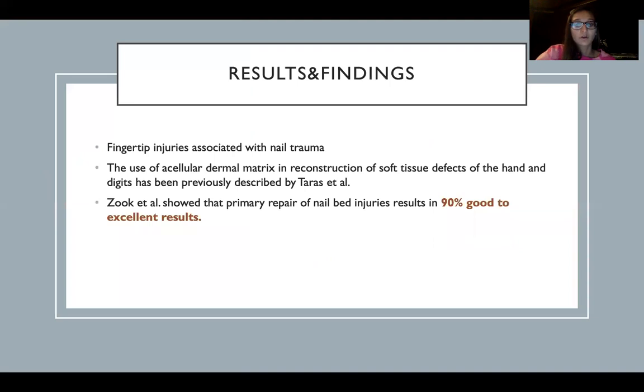They found a strong correlation in fingertip injuries with nail trauma, and that the primary repair of nail bed injuries results in 90% good to excellent results with the use of an acellular dermal matrix graft. Therefore, using these types of grafts for reconstruction of traumatic nail bed avulsions represents a promising application and treatment option for those types of patients.